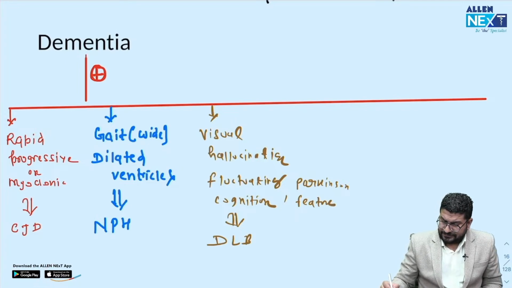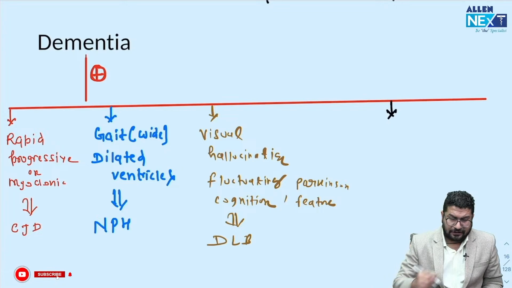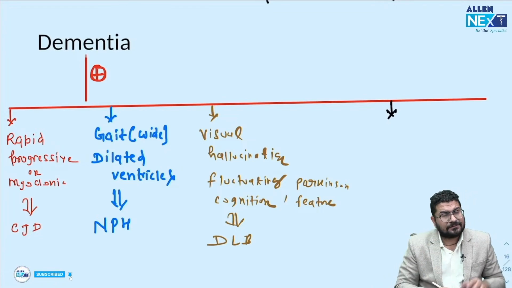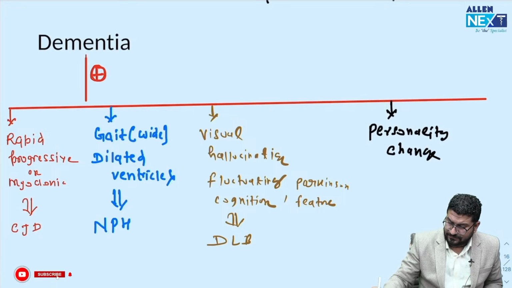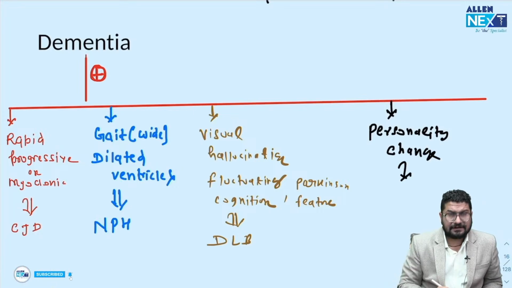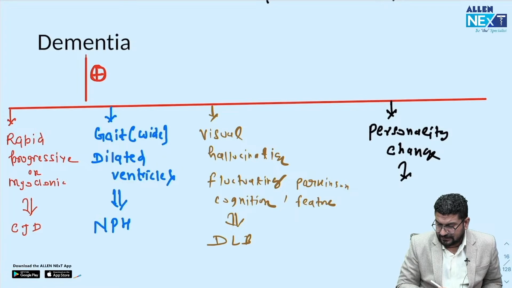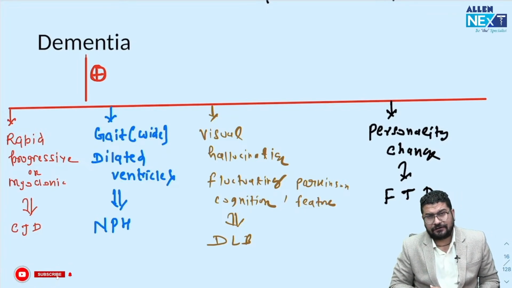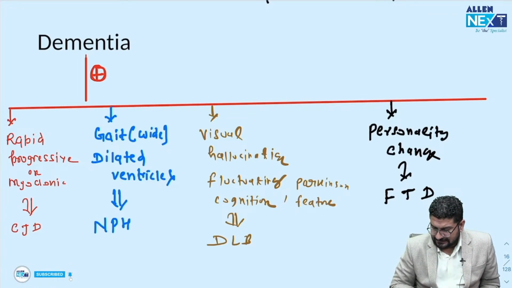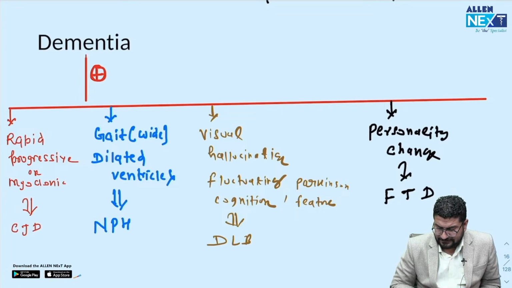Then they can also mention a person who's having dementia, and along with dementia you can see some changes in the frontal lobe, so that's why he's having some personality change. So dementia with personality change, this is what we call frontotemporal dementia, FTD. So these are the differential diagnoses of dementia. Last attempt they asked FTD, so this time they can ask you CJD or NPH, very very important.